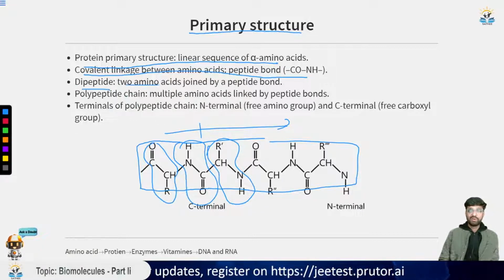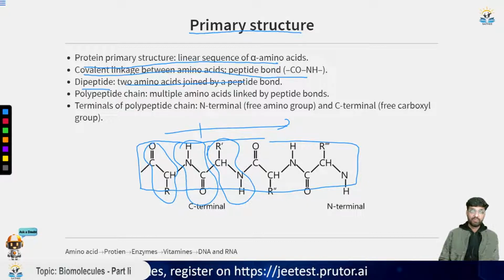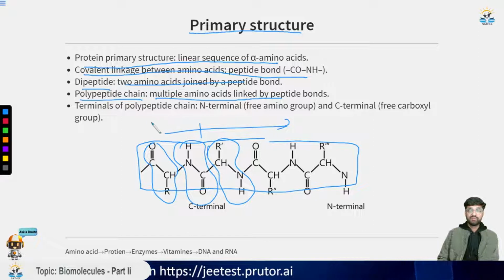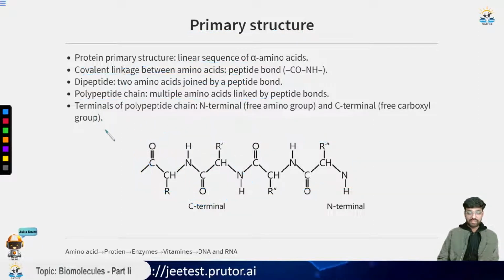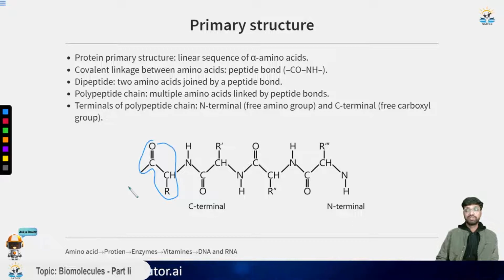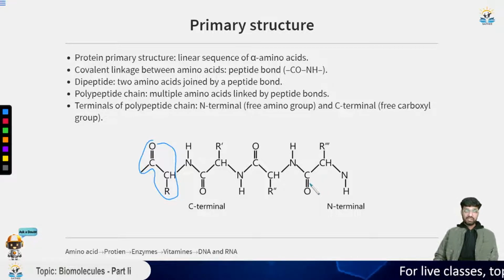Dipeptide: two amino acids are joined by a peptide bond. Polypeptide: multiple amino acids are linked by peptide bonds. Now if we consider the terminals, if we terminate it here, it will be the C terminal, and if we terminate it here, it will be the N terminal. So this is the primary structure.